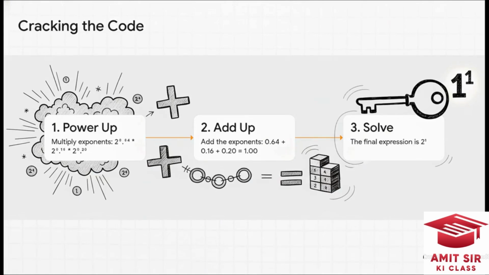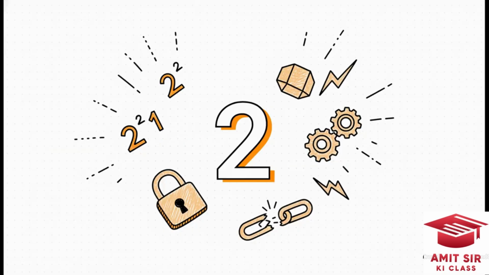Now we just fly through the steps using our keys. First, the power-up key. Multiply those exponents. 4 times 0.16 gives us 0.64, and 4 times 0.04 is 0.16. Easy. Next, the multiplication key. Add all the exponents up. 0.64 plus 0.16 plus 0.20, and what does that equal? Exactly 1. So our final expression is just 2 to the power of 1, which is, of course, just 2. And there you have it.